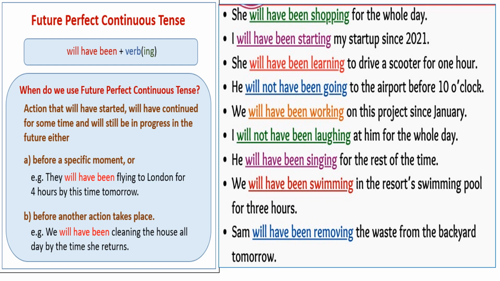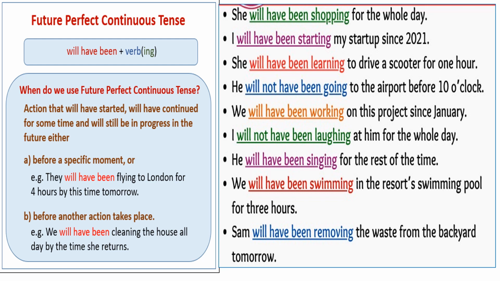Let's look at the last form of future tense, which is future perfect continuous tense. Children, please do not search for future perfect continuous tense in your reader. You will not find it. This is something that I'm teaching you all out of the reader. All right. Now, when do we use future perfect continuous tense?